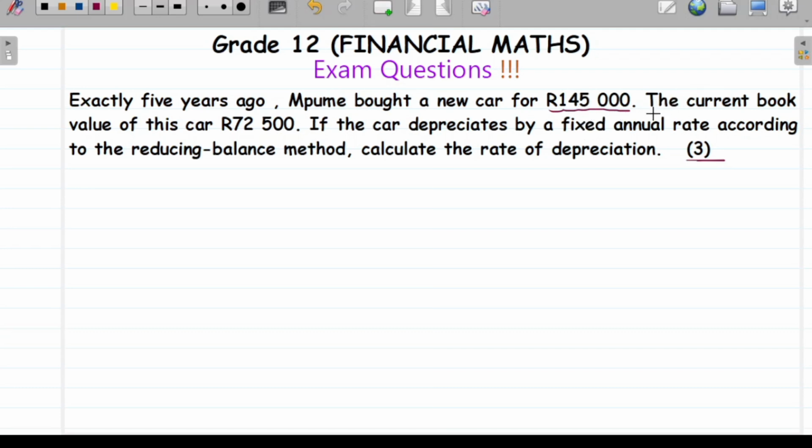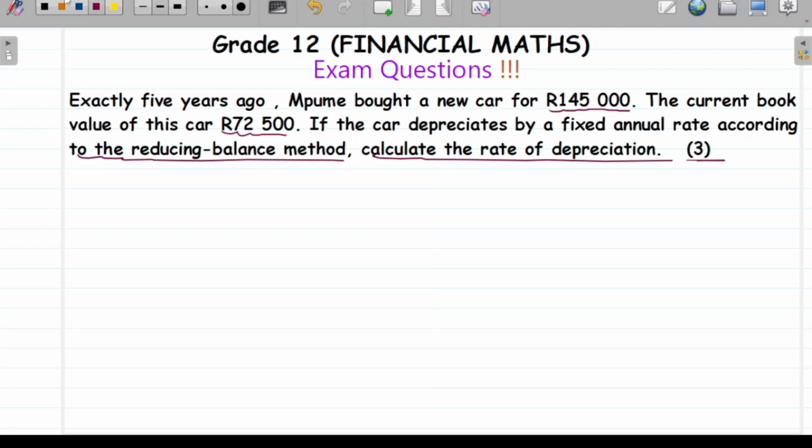So the current book value, what they're saying is she bought a new car for 145 thousand rand, and then the current book value is now 72,500 rand. Now, if the car depreciates by a fixed annual rate according to the reducing balance method, calculate the rate of depreciation.